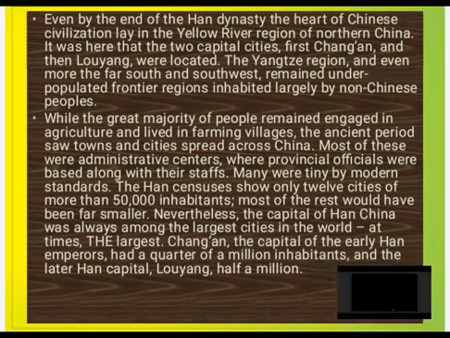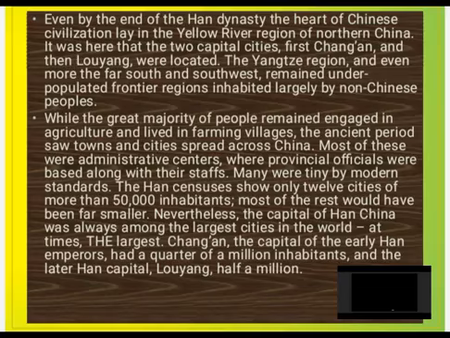Even by the end of the Han Dynasty, the heart of Chinese civilization lay in the Yellow River region of northern China. It was here that the two capital cities, first Chang'an and then Luoyang, were located. The Yangtze region, and even more the far south and southwest, remained underpopulated frontier regions inhabited largely by non-Chinese peoples.